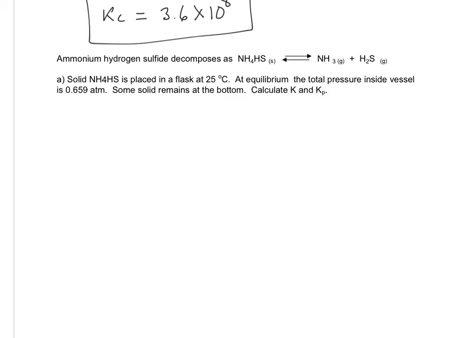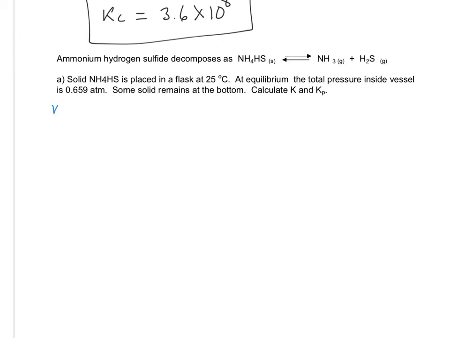So we want it in terms of molarity and in terms of pressure. Now, it depends on what information you're given. That tells you which one you calculate first. In this case, the only number other than the temperature is in atmospheres, so it's pressure. So that tells me I'll probably calculate Kp first and then get Kc from it. So let's start by writing the Kp expression for this reaction here.